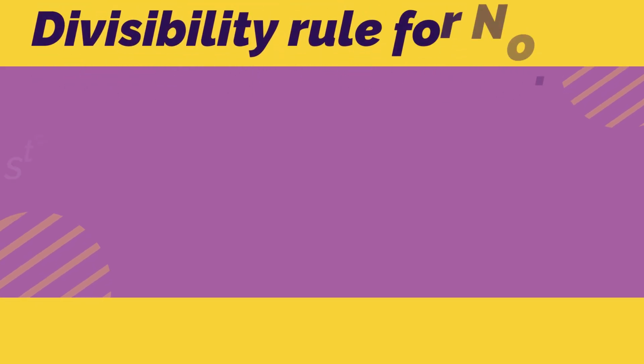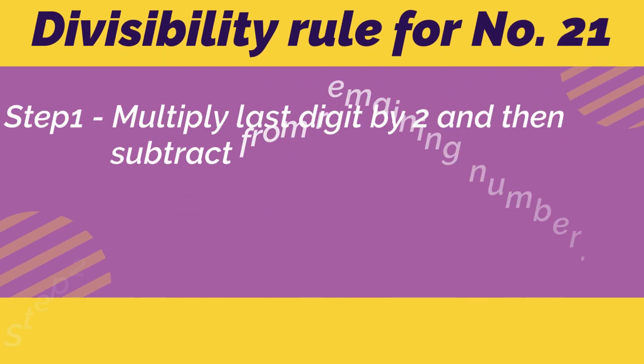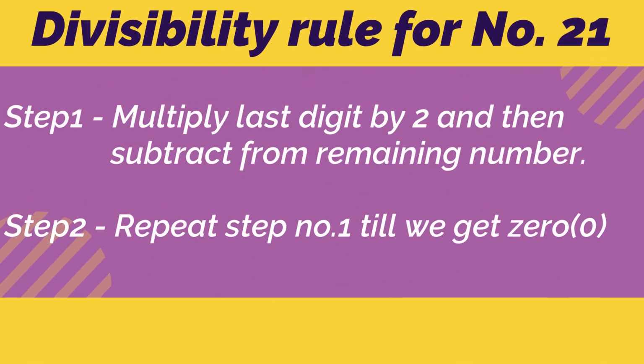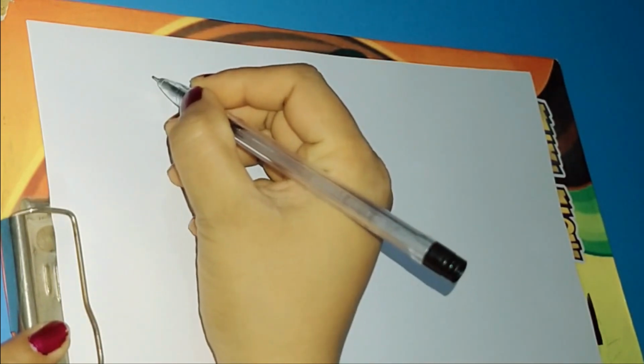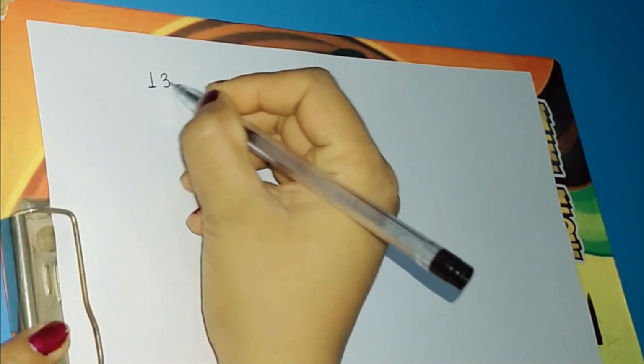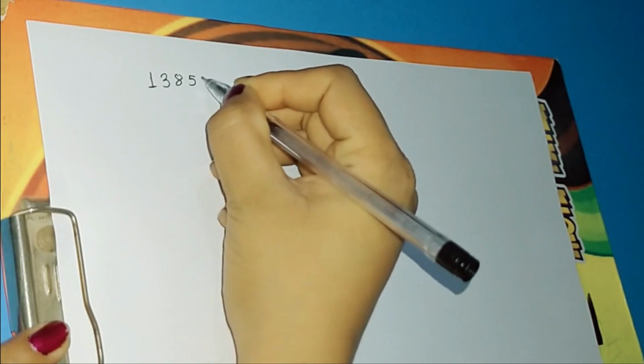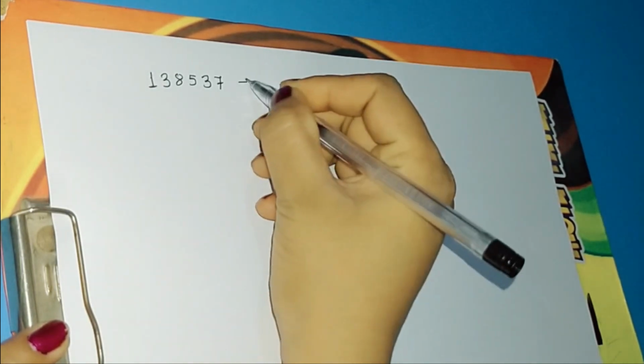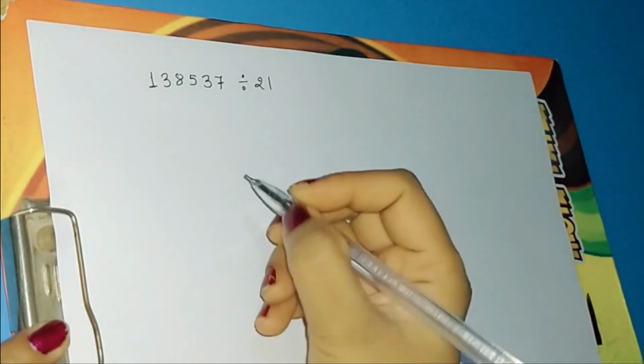The divisibility rule for number 21 contains two steps. Step 1: Multiply the last digit by 2 and then subtract it from the remaining number. Step 2: Repeat step 1 till we get 0. Let's check whether the number 1,38,537 is divisible by 21 or not.